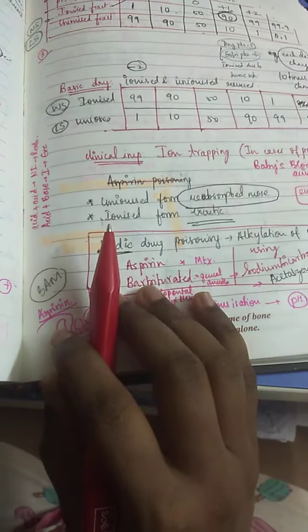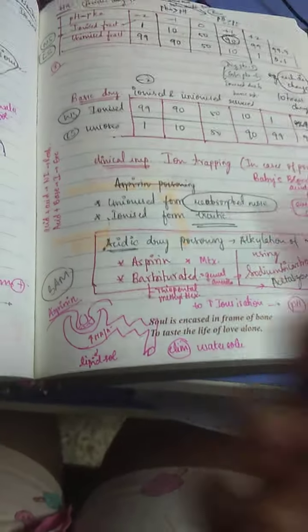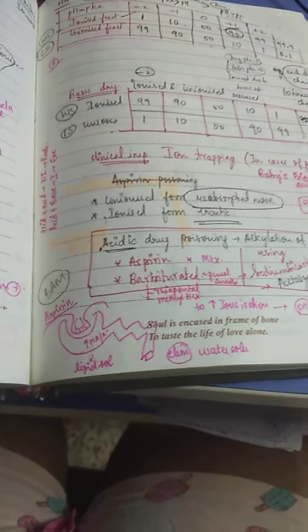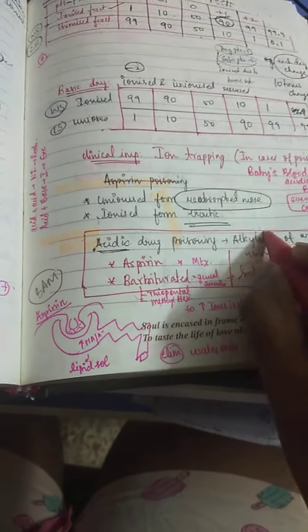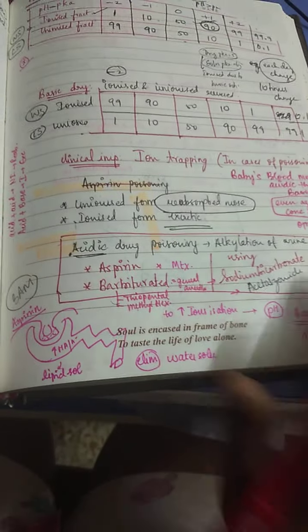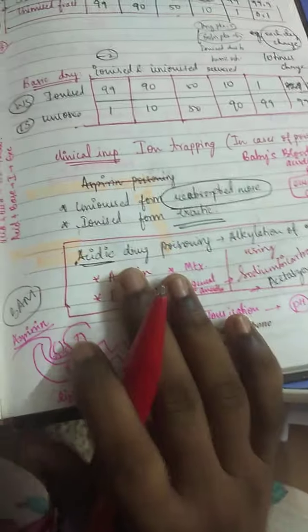So in order to make the drug excreted, what do we do? We alkalinize, put them in a basic medium. So we alkalinize the urine. How do we alkalinize the urine? By using sodium bicarbonate or also acetazolamide. So this is what happens.